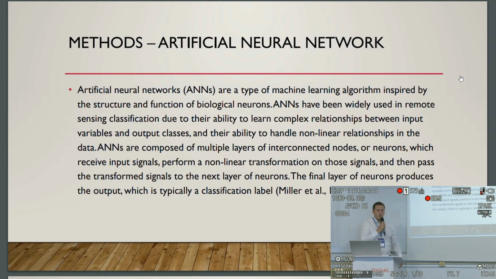One of the most commonly used and maybe one of the oldest machine learning methods is artificial neural networks, which are basically nodes and should represent how the neurons in our brain function. So basically the final layer of neurons produces the output, which is typically the classification label.